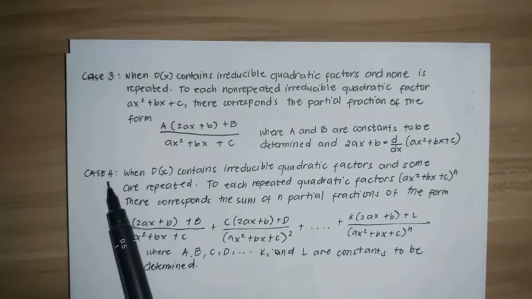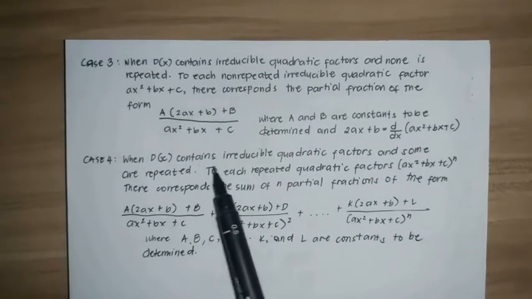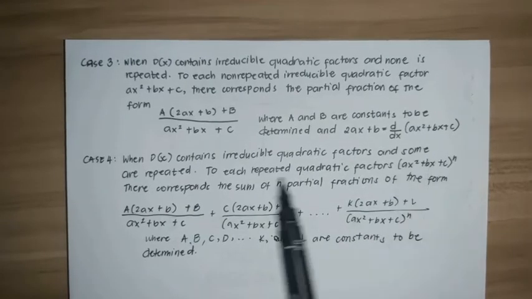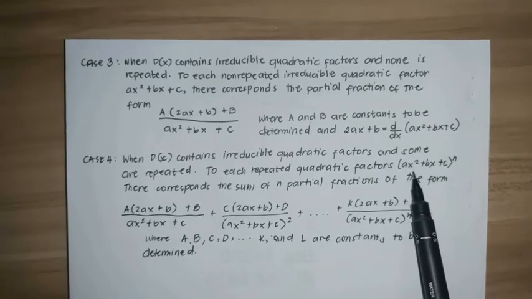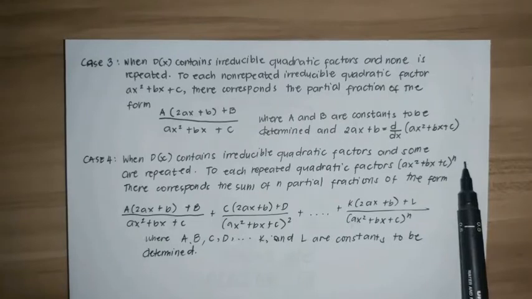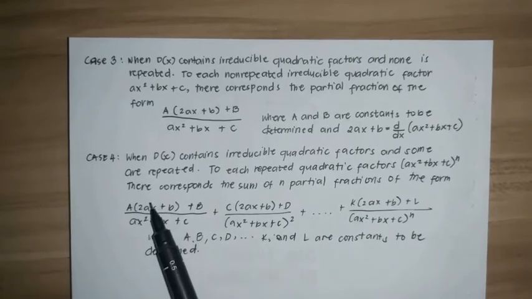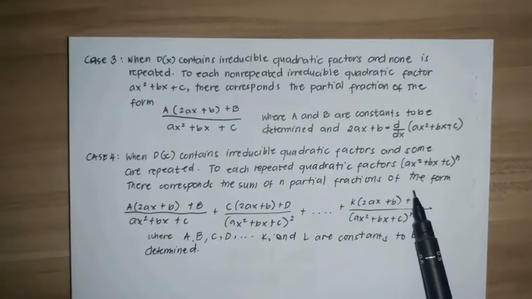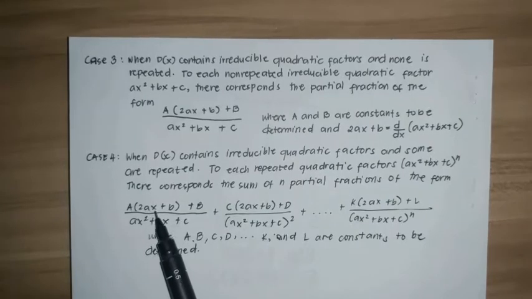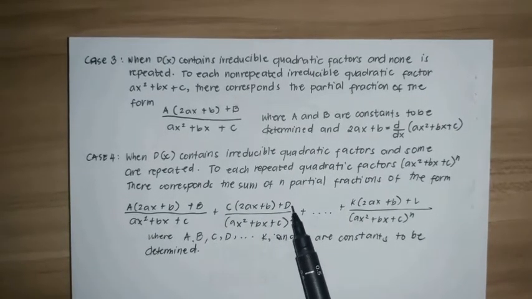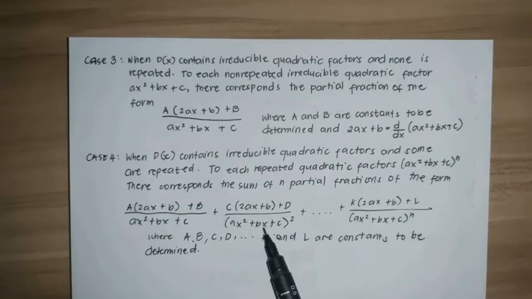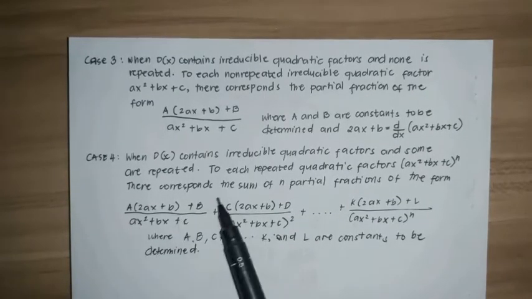Now in case 4, when d of x contains irreducible quadratic factors and some are repeated, to each repeated quadratic factor, we have quantity ax squared plus bx plus c, quantity raised to n, where n will be an integer value, or the exponent value. There corresponds the sum of the partial fractions of the form A times 2ax plus b plus B all over ax squared plus bx plus c, then plus C times 2ax plus b plus D all over quantity ax squared plus bx plus c, quantity squared, because it is repeated, right?